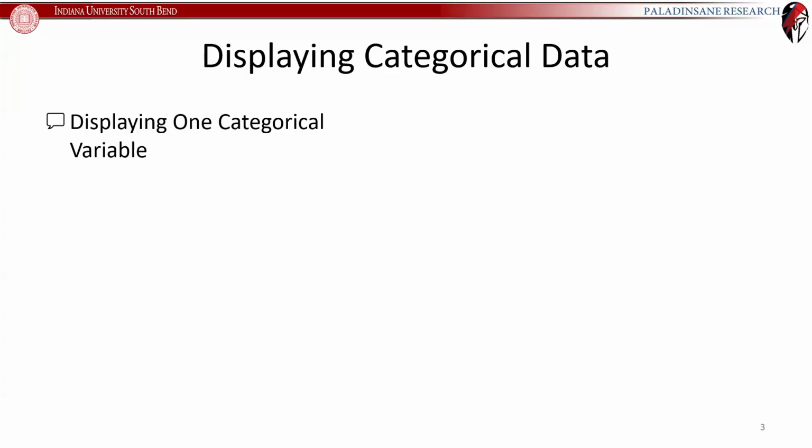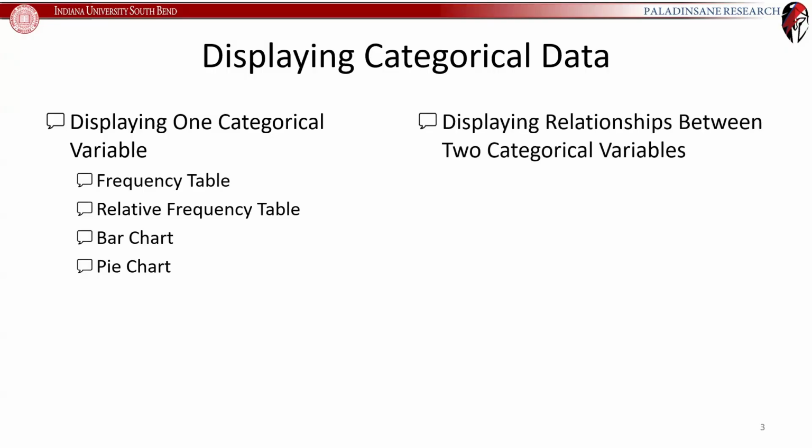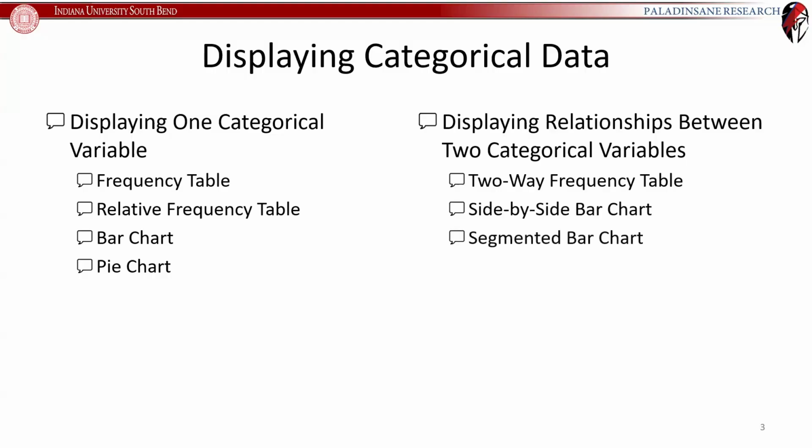We'll take a look at how we can display vast quantities of data in things like frequency tables. We'll talk about the cousin, the relative frequency table. And then we'll take a look at the bar chart and the pie chart. Then we're going to double our pleasure, double our fun by displaying the relationship between two categorical variables. We'll talk about a two-way frequency table, which has one hiccup that you need to be aware of, and then also the side-by-side bar chart and the segmented bar chart as well.